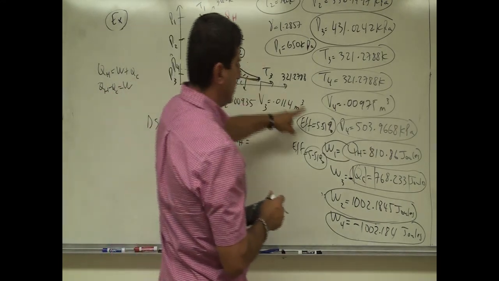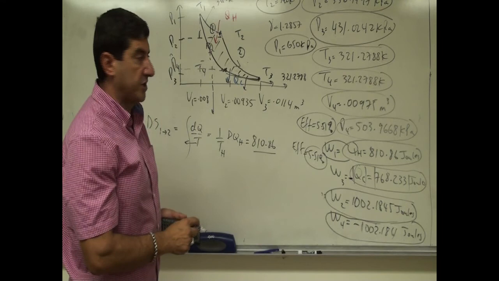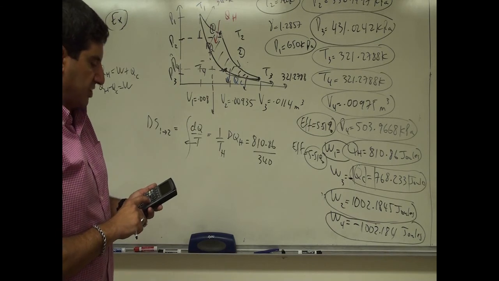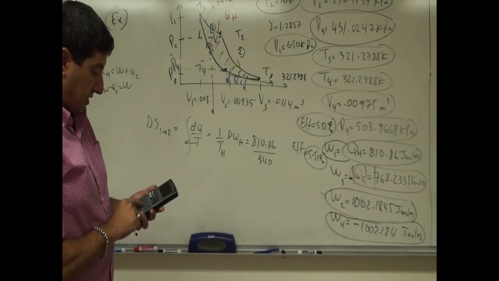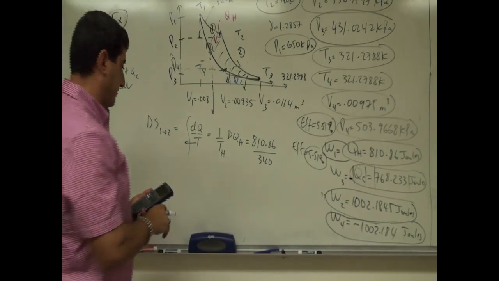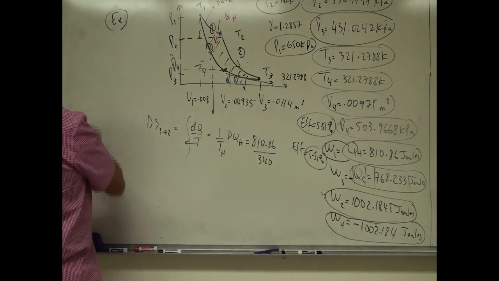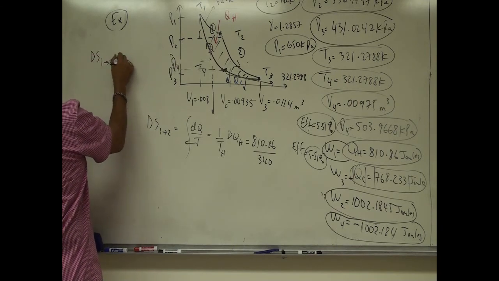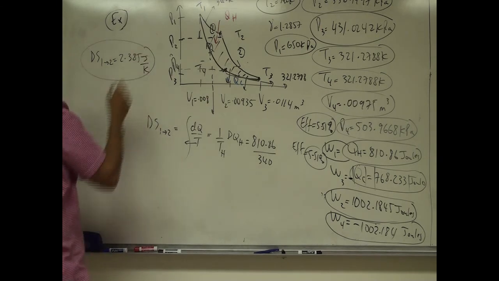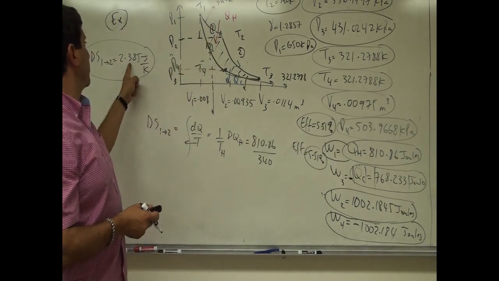So you just basically divide the QH, 810.86, by the temperature of the hot reservoir, 340 Kelvin. So you're dividing QH by TH. 810.86 divided by 340, you get 2.385. So let's record that here. 2.385 joules per Kelvin. That's the units of entropy. So the entropy of the gas increases by 2.385 joules per Kelvin.